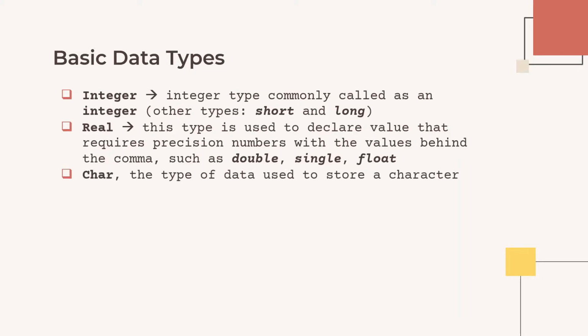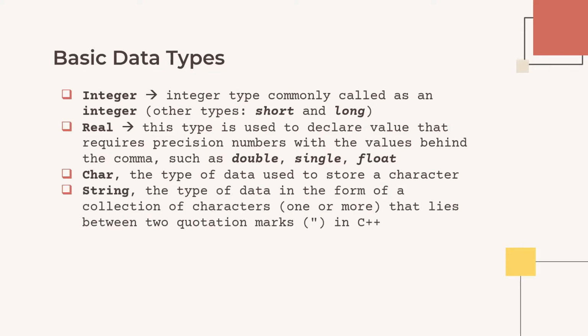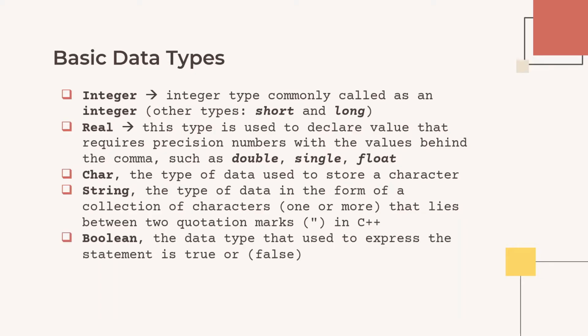And the next is char. Char is the type of data used to store a character. And then string. String is the type of data in the form of a collection of characters, one or more characters, that lie between two quotation marks in C++. And the last is Boolean. Boolean is the data type used to express whether a statement is true or false.